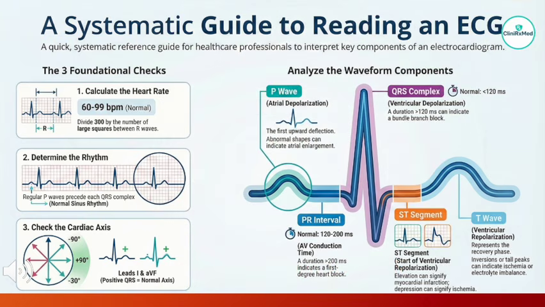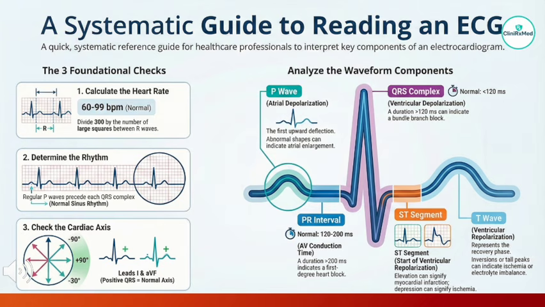Once the foundation is set, we move to the specific morphology of the heartbeat. The P wave. This represents atrial depolarization. It should be the first upward deflection. Abnormal shapes here often point toward atrial enlargement. The PR interval. This measures AV conduction time. A normal interval is between 120 and 200 milliseconds. If it exceeds 200 milliseconds, 1 large square, it indicates a first-degree heart block.